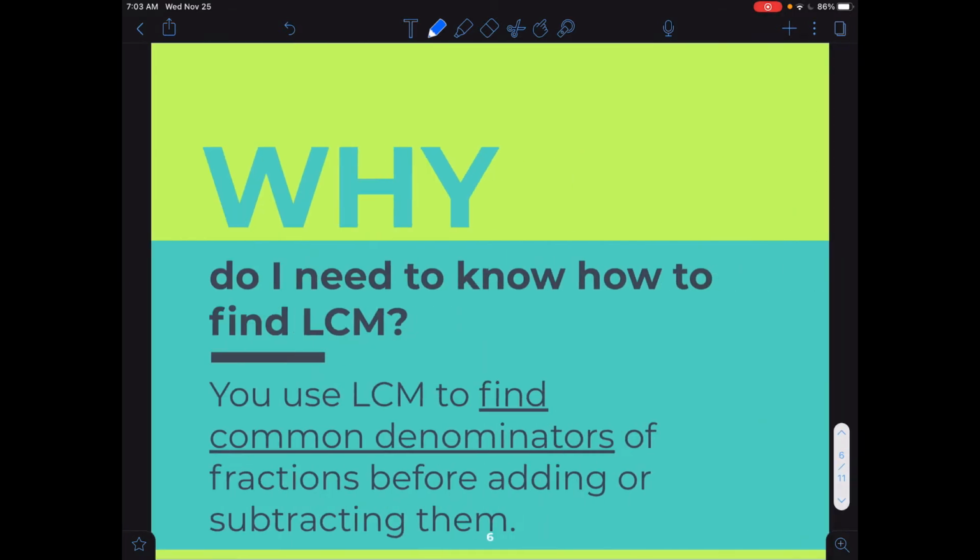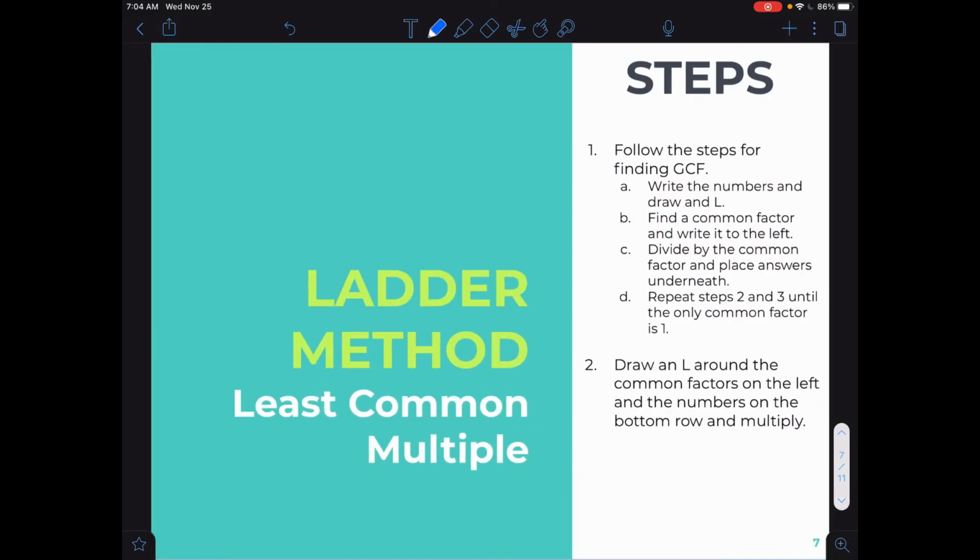So why would I need to know how to find the LCM? The LCM is used to find common denominators of fractions when we're adding or subtracting them. So this LCM is going to lay the groundwork for a skill we're going to do in the next unit. Thankfully, we can still use our ladder method that we learned for greatest common factor. By adding on just one step, we can find the least common multiple.